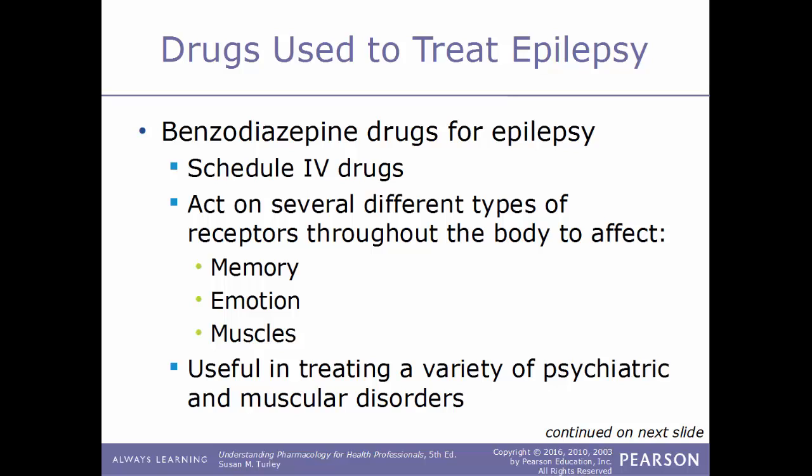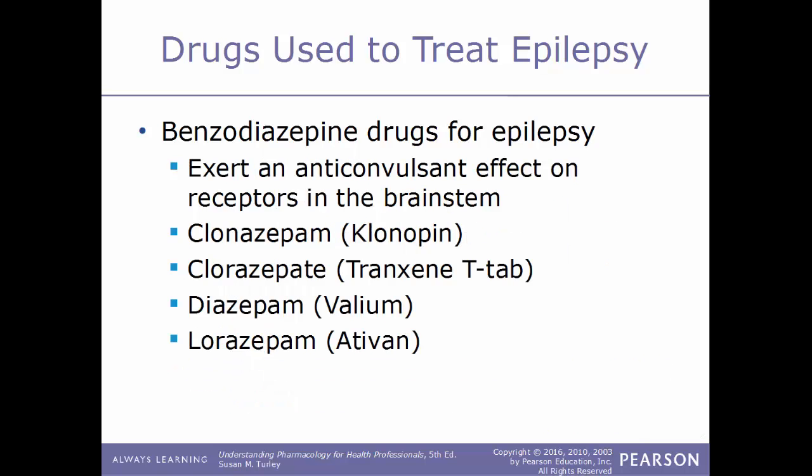Another category of drugs that are used to treat epilepsy are the benzodiazepines. And these are a Schedule IV drug. And these act on several different types of receptors throughout the body, which can affect memory, emotion, and muscles. And these are useful in treating a variety of psychiatric and muscular disorders also. Now, this category of drugs will exert an anticonvulsant effect on receptors within the brainstem. Some examples of this category of drugs would be clonazepam, also known by the trade name Klonopin; clorazepate, also known by the trade name Tranxene T-Tab; diazepam, also known as Valium; and lorazepam, also known as Ativan.